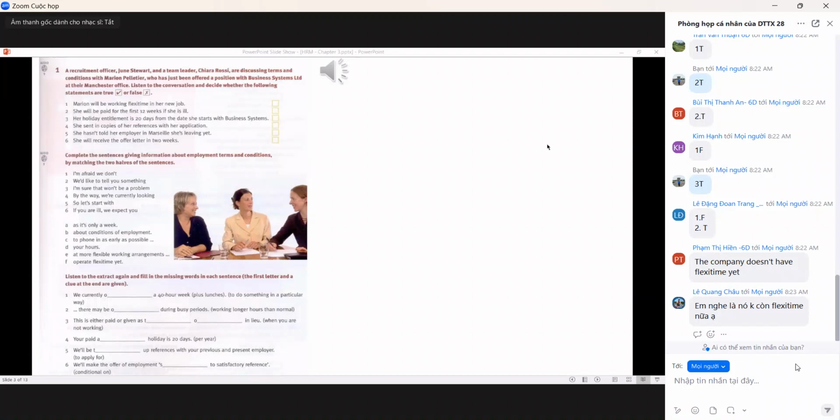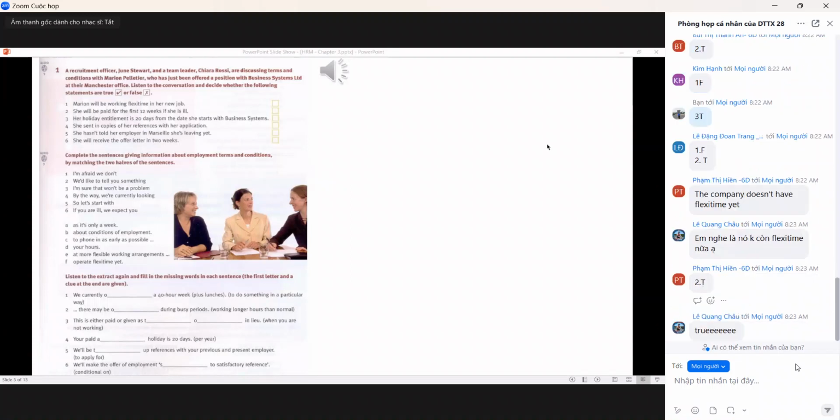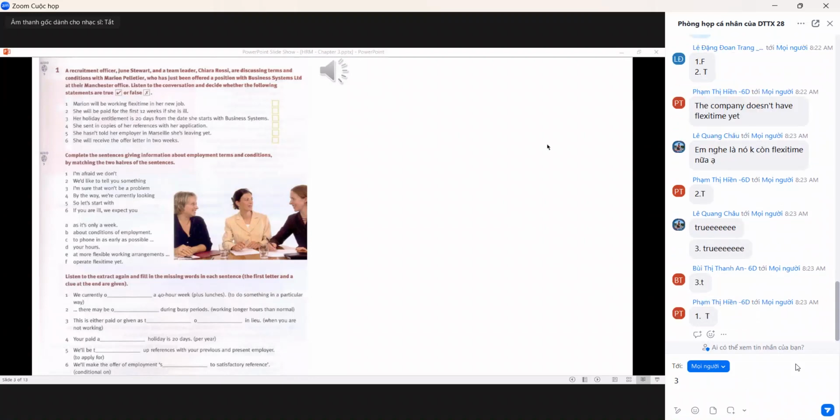Number 2, she will pay for the first 12 weeks if she is ill. True or false? Number two. Yes. Thank you. Number three. Her holiday entitlement is 20 days from the day she starts with business systems. True or false? True. Number three, true.